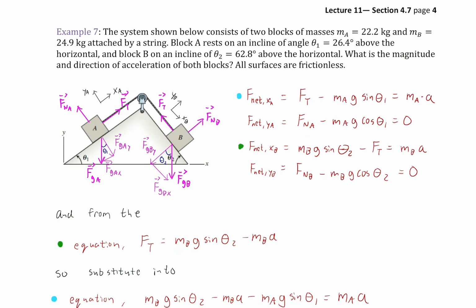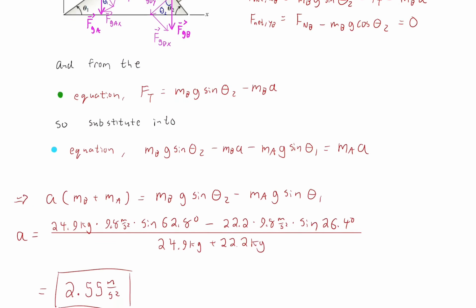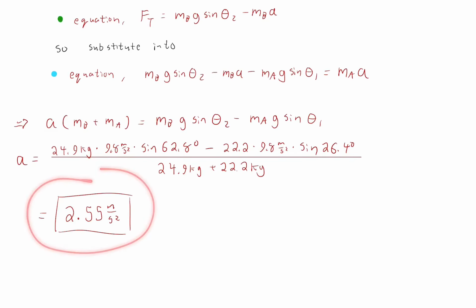And why would I have guessed that? Well, if I look at it, B is a little bit heavier, and I think the slope is steeper. Theta 2 is 62, whereas theta 1 is only 26.4, so it's not drawn to scale. That means theta 2 is significantly steeper and block B is a little bit heavier. Since there's no friction, that tells me B is going to be big enough to pull everything in that direction, essentially the counterclockwise direction. So it was a good assumption on our acceleration. It is going that way, and our magnitude of acceleration is 2.55 meters per second squared.